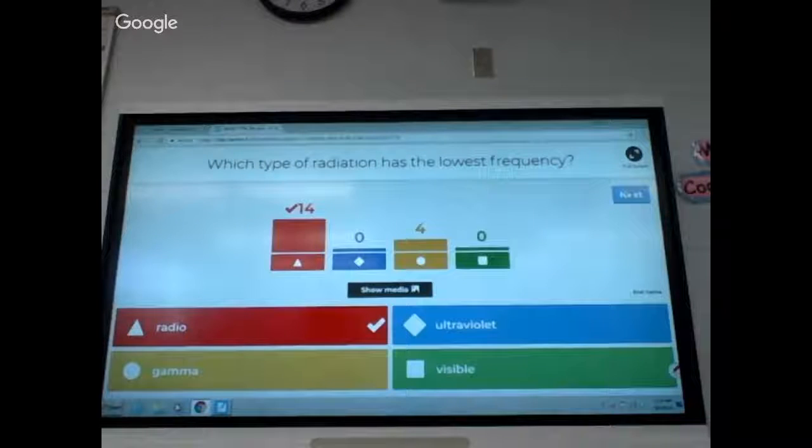All right, lowest frequency. Do we look for high or long wavelength or low wavelength? Lowest frequency is the longest wavelength. Who has the longest wavelength? Radio waves. Remember, they're opposites, or inversely proportional. So radio waves.